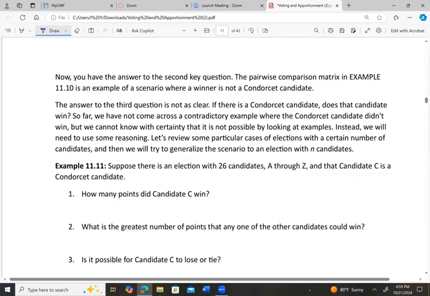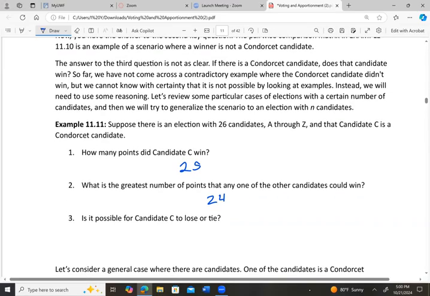So, suppose there is an election with 26 candidates, A through Z, and that candidate C is a Condorcet candidate. How many points did candidate C win? Well, to be a Condorcet candidate, they would have had to beat everybody else. So, 25. What is the greatest number of points that any one of the other candidates could win? Well, they could beat everybody but C. So, 24.